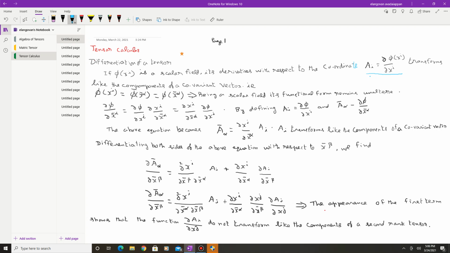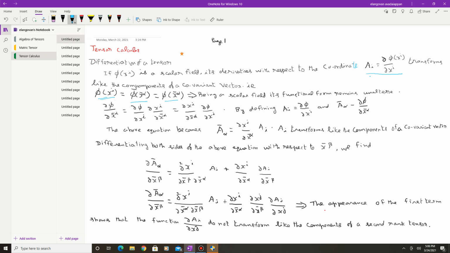Now here phi is a scalar function, because if you express the function in the unbarred coordinate system and the barred coordinate system, we call this phi bar, a function of x alpha bar, and phi, a function of the coordinate in the barred system, and both are equal because this is a scalar. Being a scalar field, its functional form remains invariant. Since the functional form is not altered, phi of xi is the same as phi of x alpha bar.